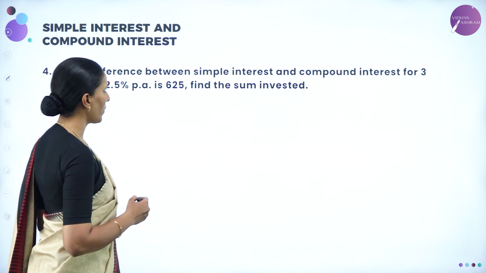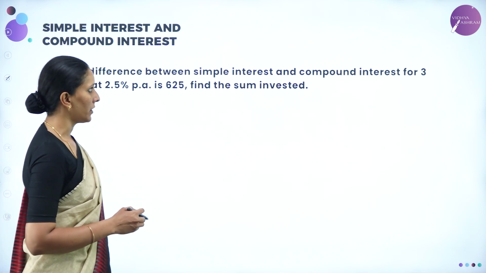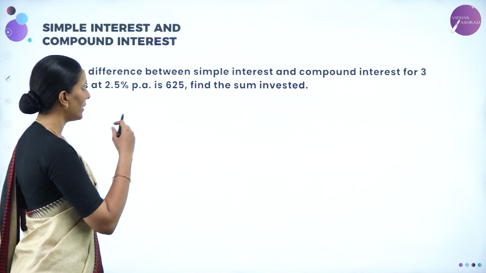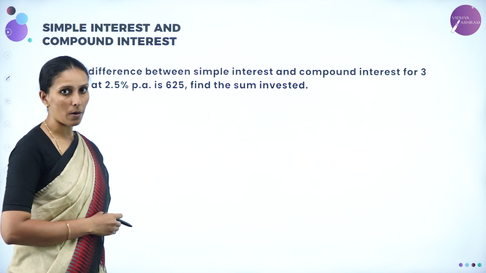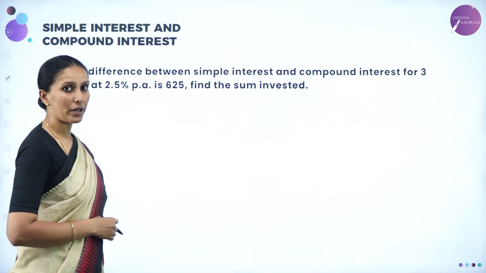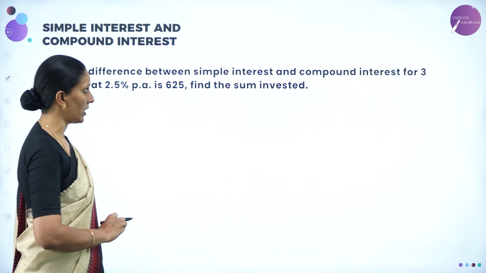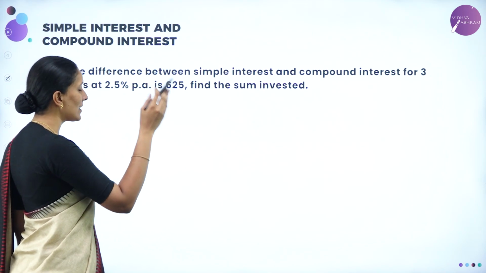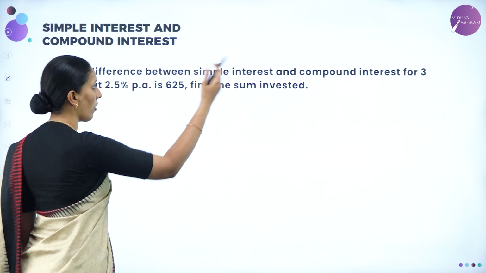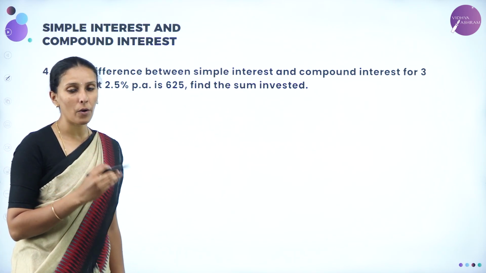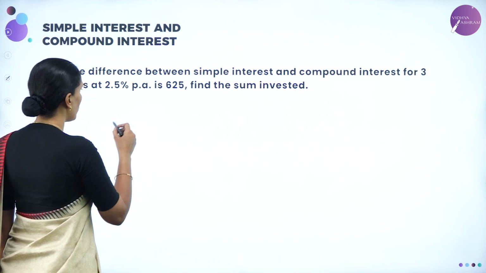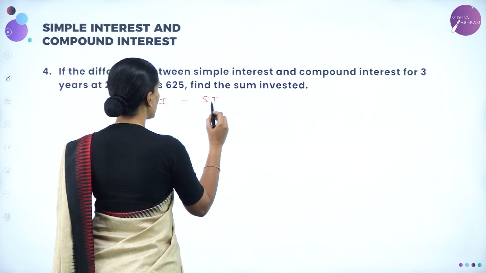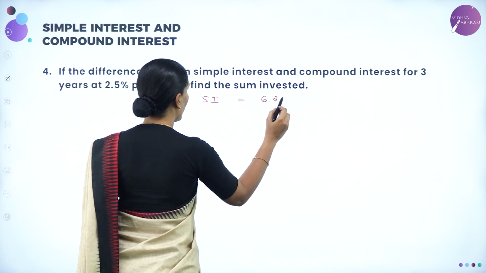Next question. If the difference between the simple interest and compound interest for 3 years at 2.5% per annum is 625, find the sum invested. So here the time is the same, the rate of interest is the same, and the difference between the simple interest and compound interest is given. We need to find out the principal or the sum invested. We know that when the same amount is invested with the same percent of simple interest and compound interest, we always get the compound interest as a maximum value. So therefore here, compound interest minus simple interest is equal to 625.